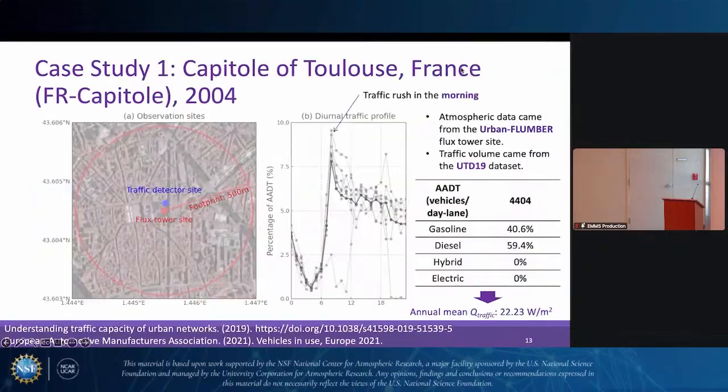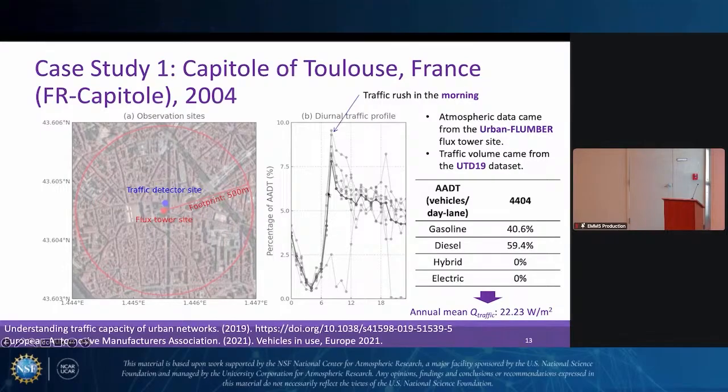The model validation is conducted at two sites. One is the capital of Toulouse, France. We find this site is densely built and it has morning traffic rush. The annual average daily traffic volume is 4,400 vehicles per lane in a day. It has 40% of gasoline vehicles and 60% of diesels. So the calculated annual mean traffic heat is around 22 watt per meter square.